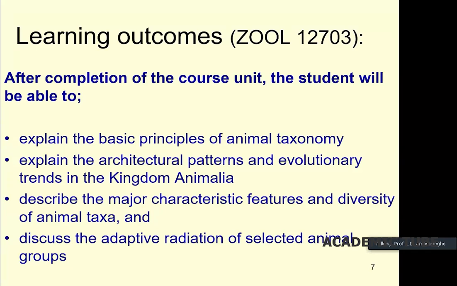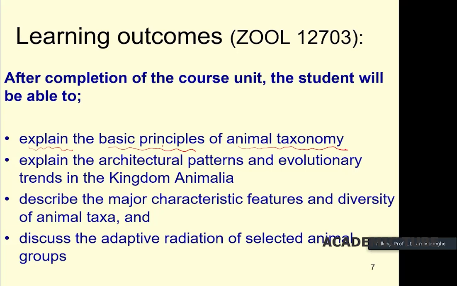First is, you should be able to explain the basic principles of animal taxonomy. So what is animal taxonomy? We'll learn what is animal taxonomy. So at the end of this semester, following this course unit, you will learn how to explain basic principles of animal taxonomy. What are the principles based on animal taxonomy?